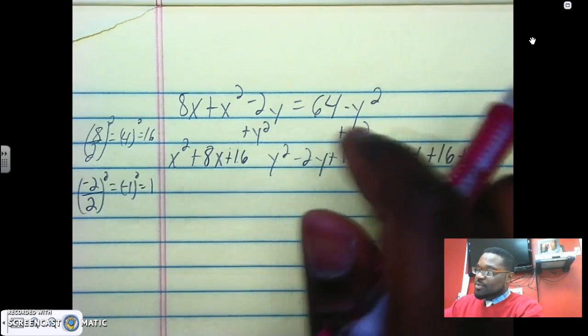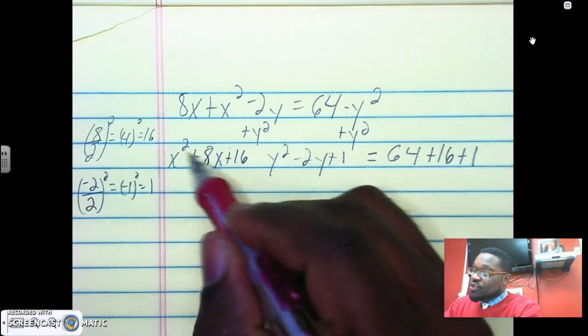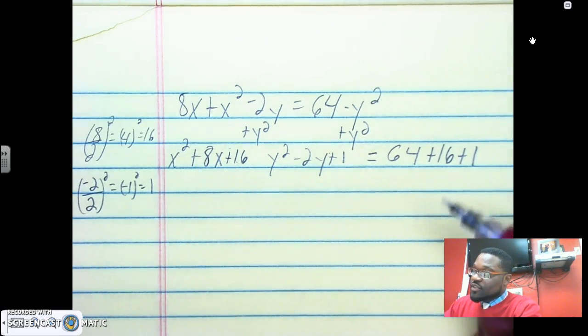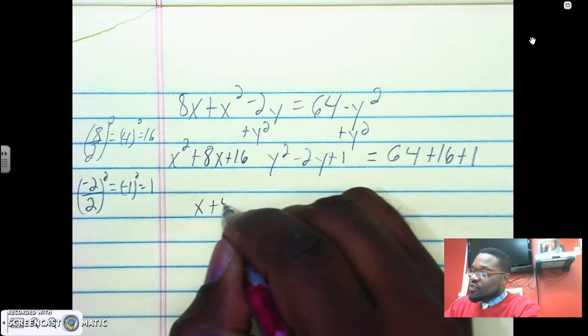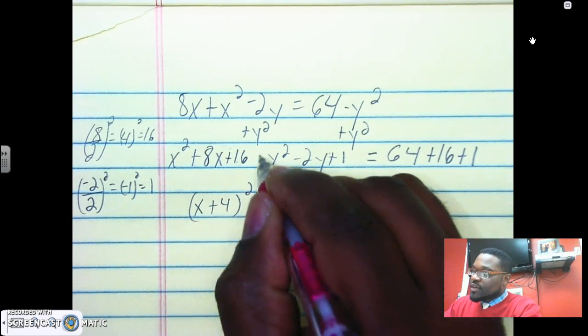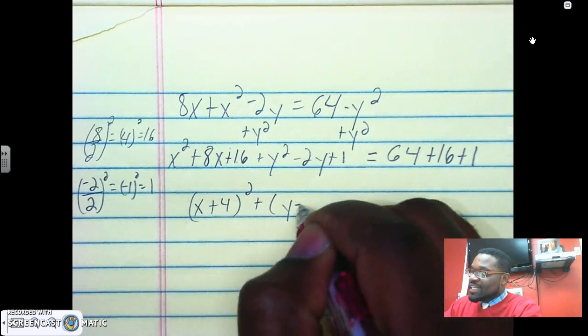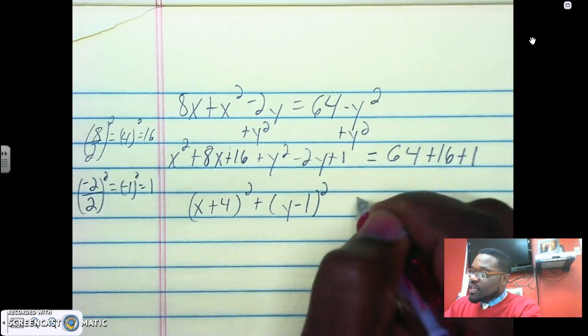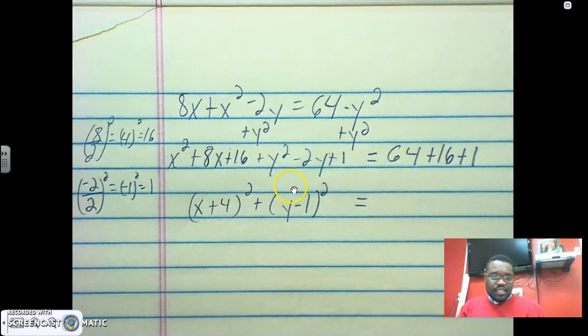Now, why am I doing it specifically and separating the x's and the y's? Well, because whenever you do that, this factors, and that's another thing you're going to have to do a lot next year, down to x plus 4 quantity squared, I forgot to put my plus there, plus y minus 1 quantity squared equals whatever that is, 81. That equals 81.